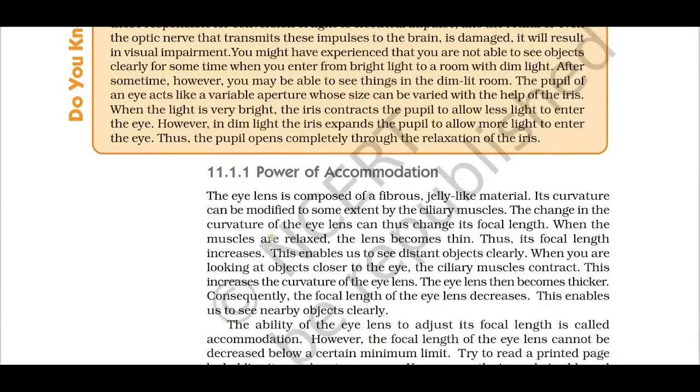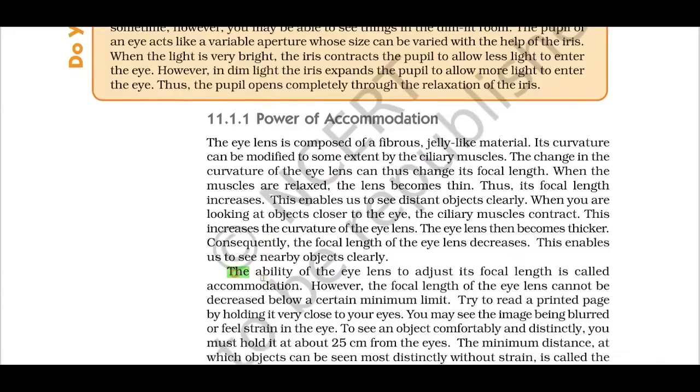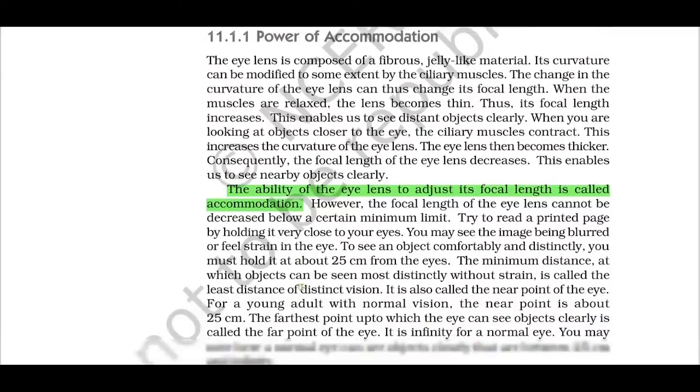Very, very important concept for the exam. Power of accommodation of the eye. The ability of the eye lens to adjust its focal length to see near and far objects is called what? Power of accommodation of the eye.